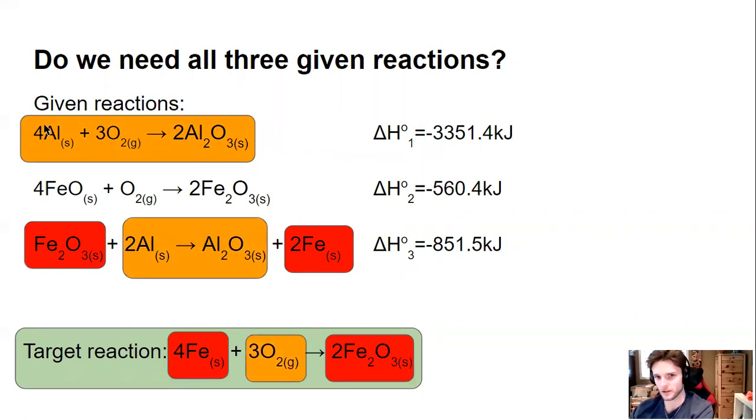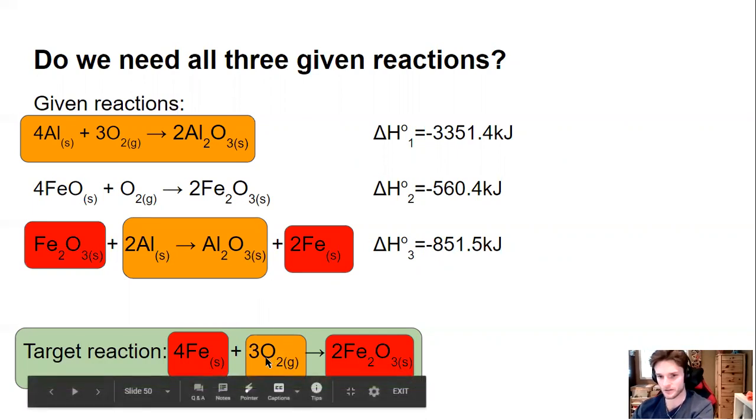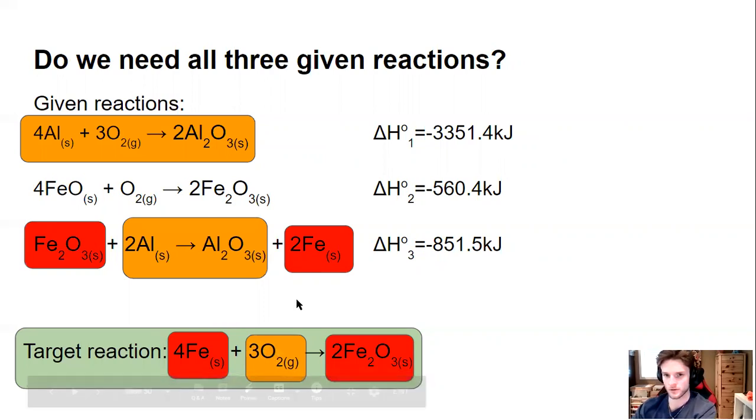And we can see that we have aluminum and our aluminum oxide both in equation 1, reaction 1. And it also has our oxygens. So we can see that these 2 are going to cancel with the other aluminum terms up here. And we're going to be left with our target. So we do not need reaction number 2.